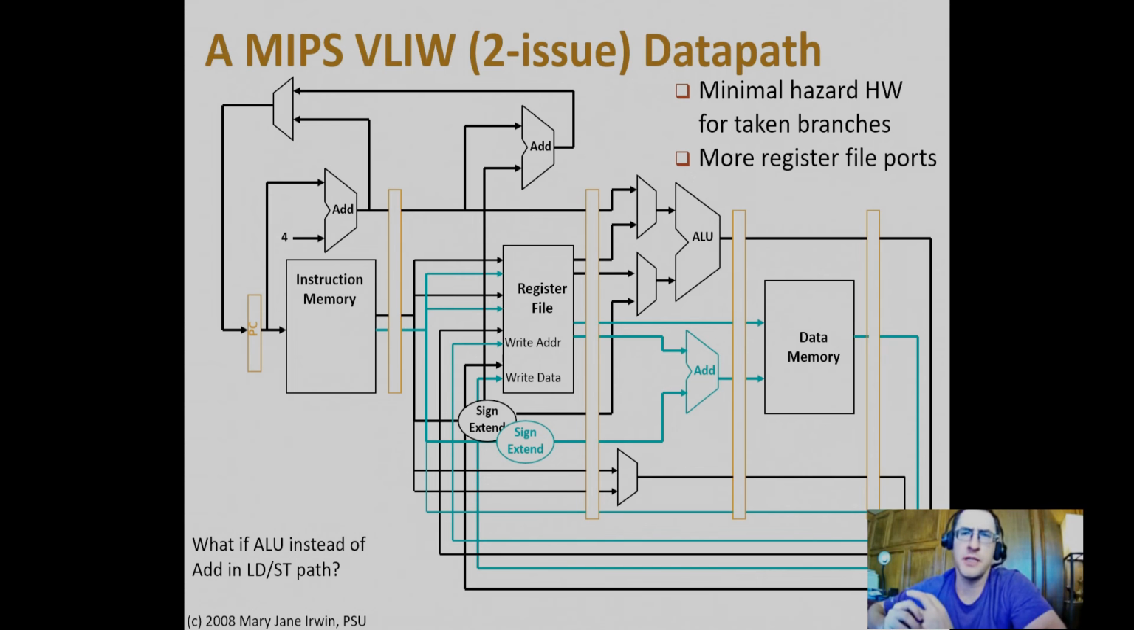There'd be duplicated control logic, and there'd still be some duplicated hazard detection logic, but we wouldn't need as much as we did in the 5-stage MIPS pipeline because we rely on the compiler to avoid some of those hazards from occurring. Specifically, the load use hazard can't occur, so we don't have to check for it.